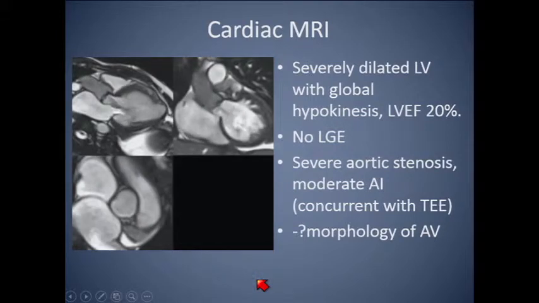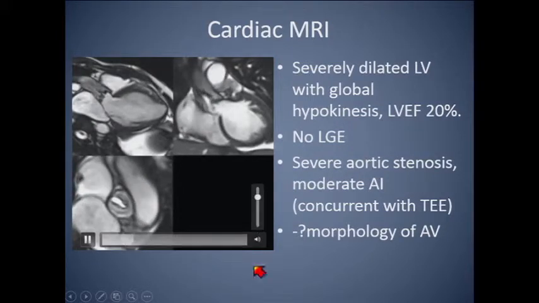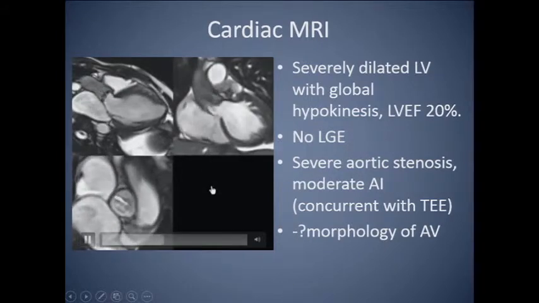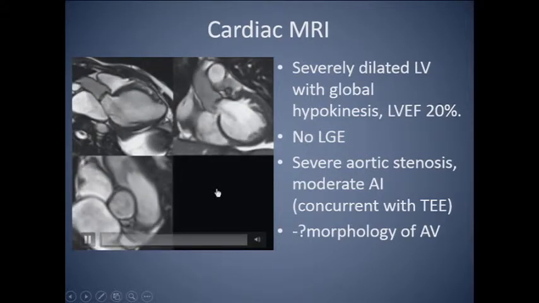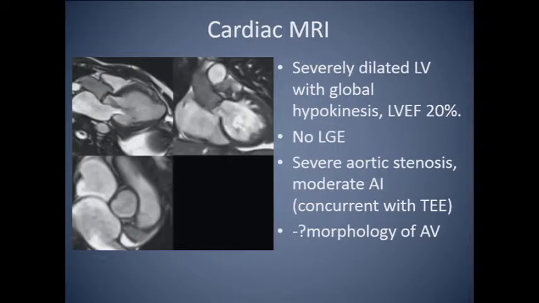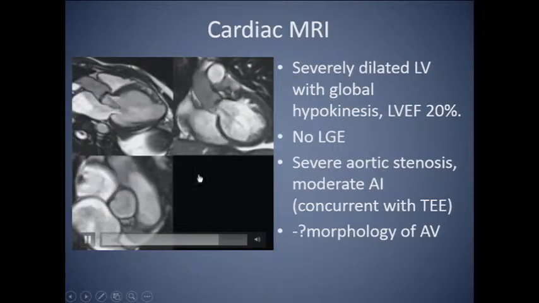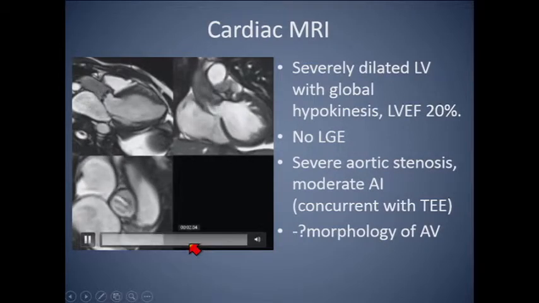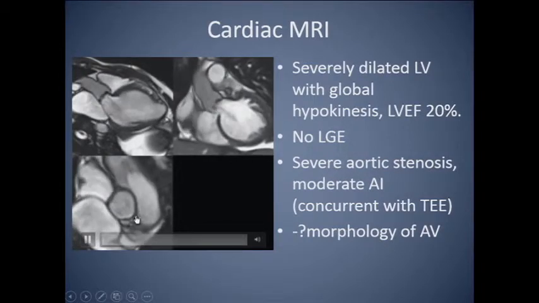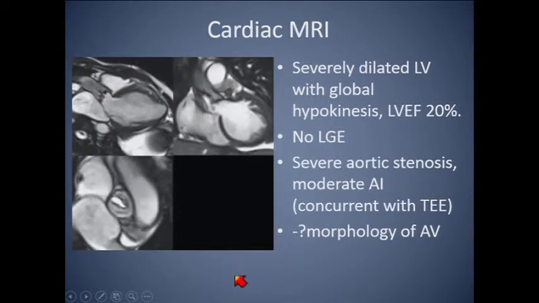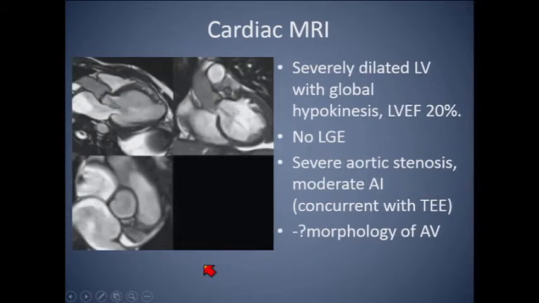So finally he got his cardiac MR, and we had concurrent findings with the TEE in that he had LV dilatation, severe dysfunction. You can see the heavily calcified valve. You can see the stenotic jet. But look at his axial image. And the question is, what's that? He also had no late gadolinium enhancement. And so we were questioning what the morphology of the aortic valve was.